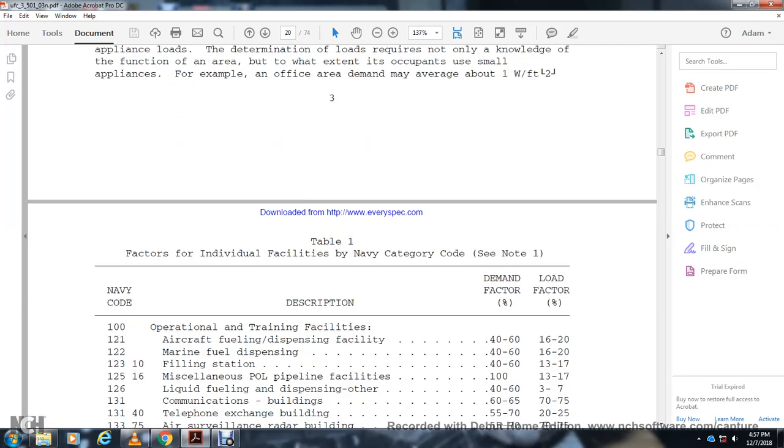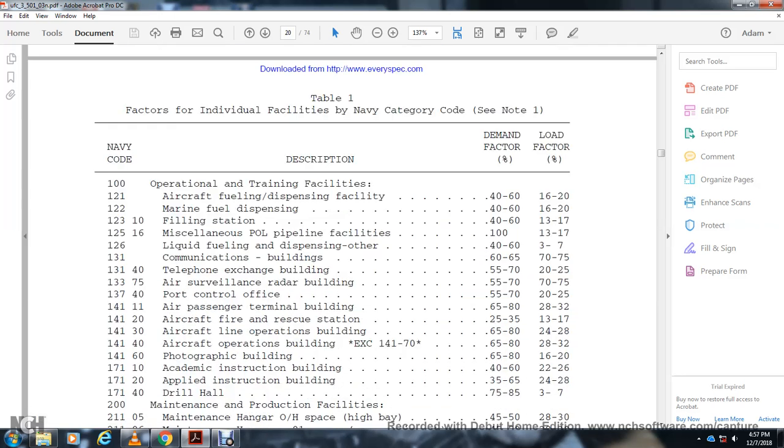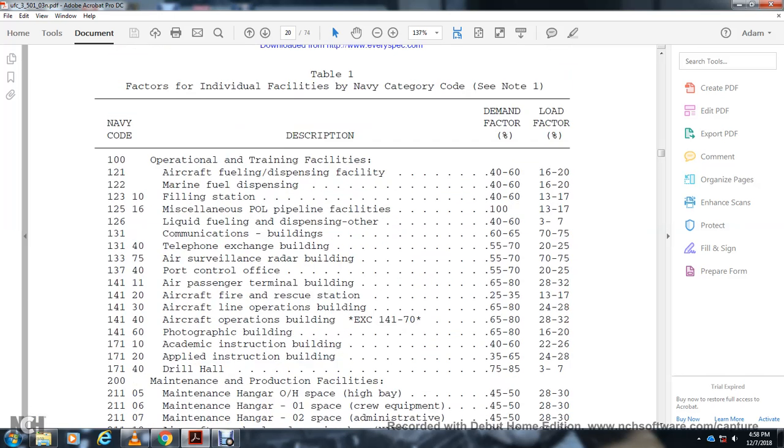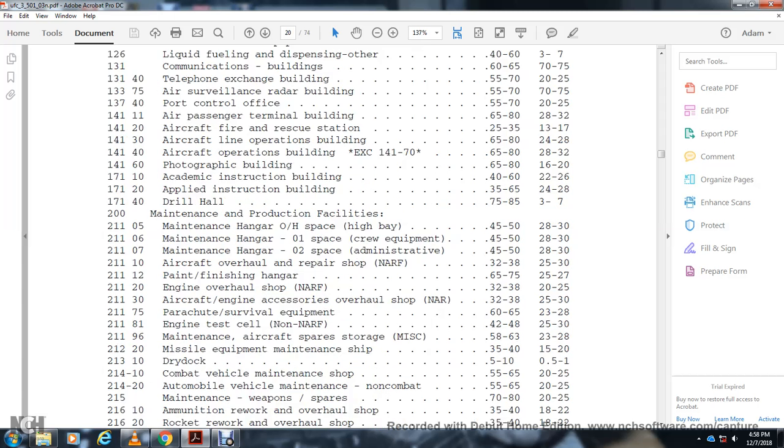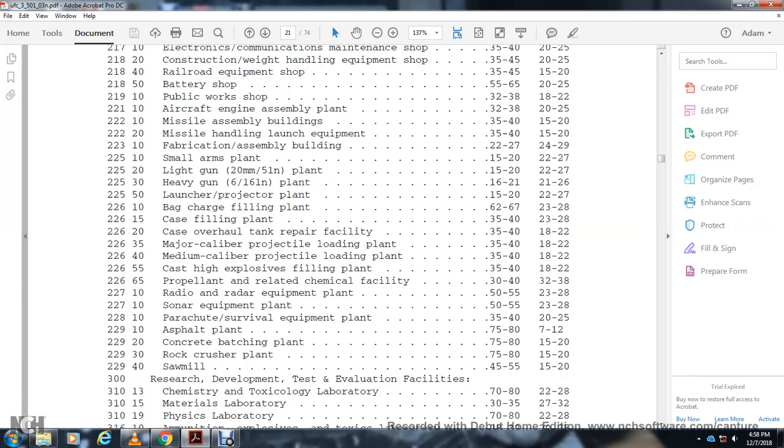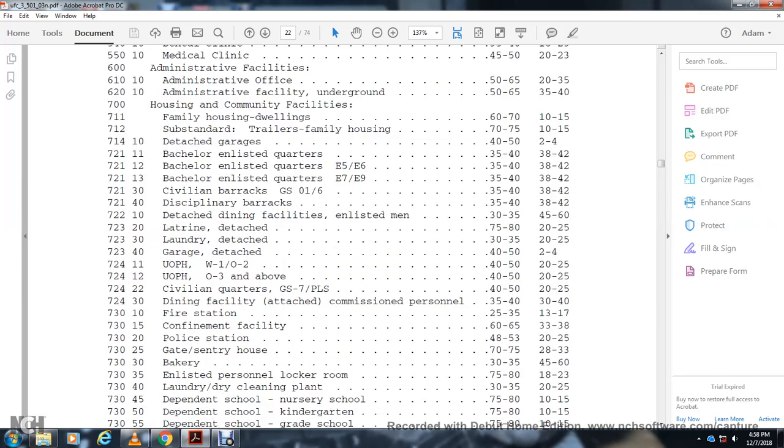And then it goes into descriptions of the factor of the individual facility, the Navy categories, and the demand factor, load factor, the Navy code, and description. And then we'll continue on.